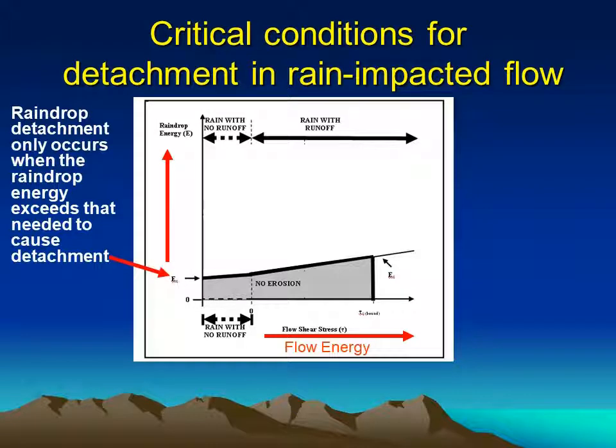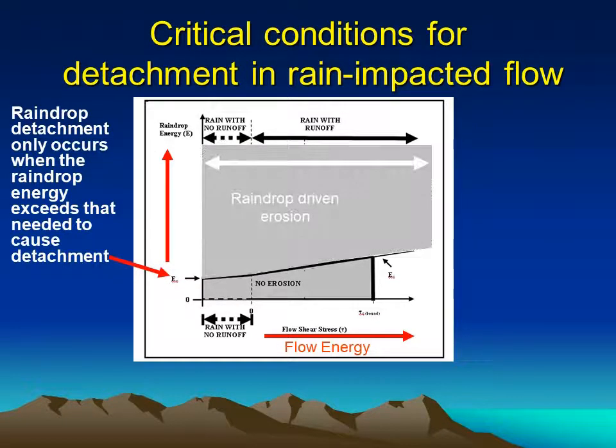Raindrop detachment only occurs when raindrop energy exceeds the energy that is needed to cause detachment. Once that occurs, you have raindrop-driven erosion. In this case, we have a slight change in the energy requirement when there is rain with no runoff, and this is because there are certain changes that occur in the soil surface that can change that energy requirement. In this case, we have a thing called crusting, which can make more energy required.